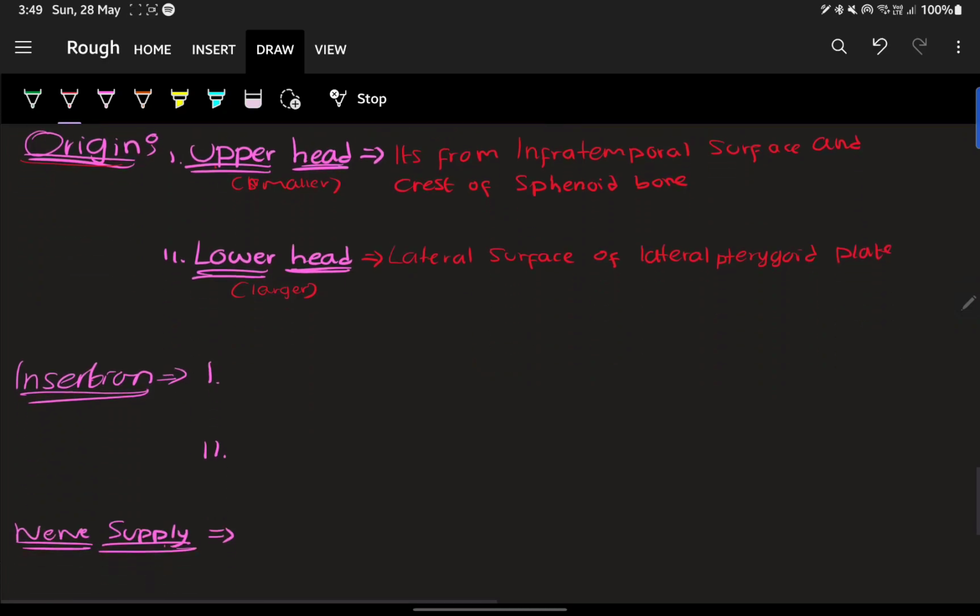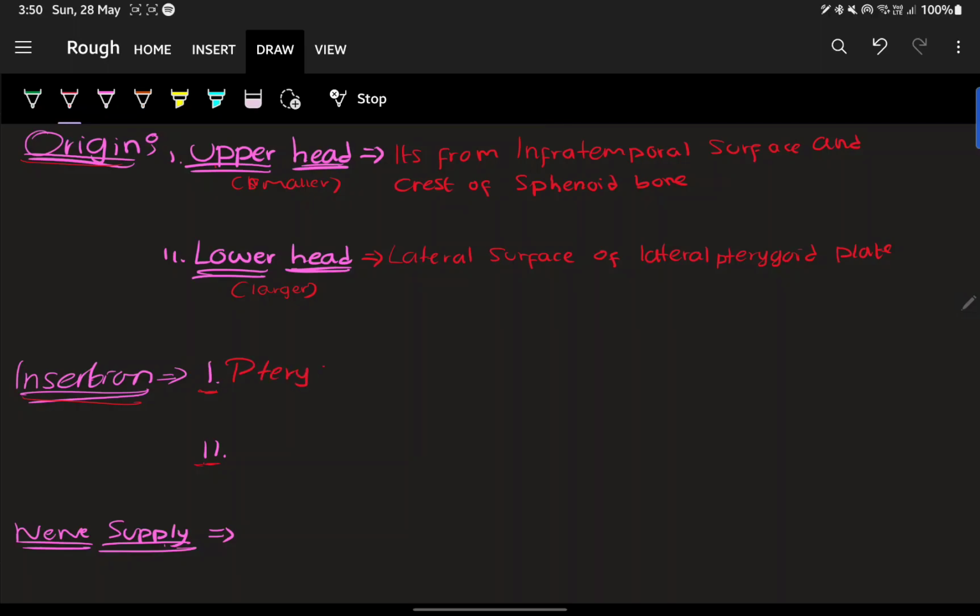Okay, now the insertion, so the fibers, they run backwards and laterally and they converge for the insertion, and the insertion is into the two, okay, two which you need to state at least in the exams, but you can remember one. It's really not important to remember, but for exam point of view it's important, especially clinical. So its insertion is into the pterygoid fovea on the anterior surface of neck of mandible.